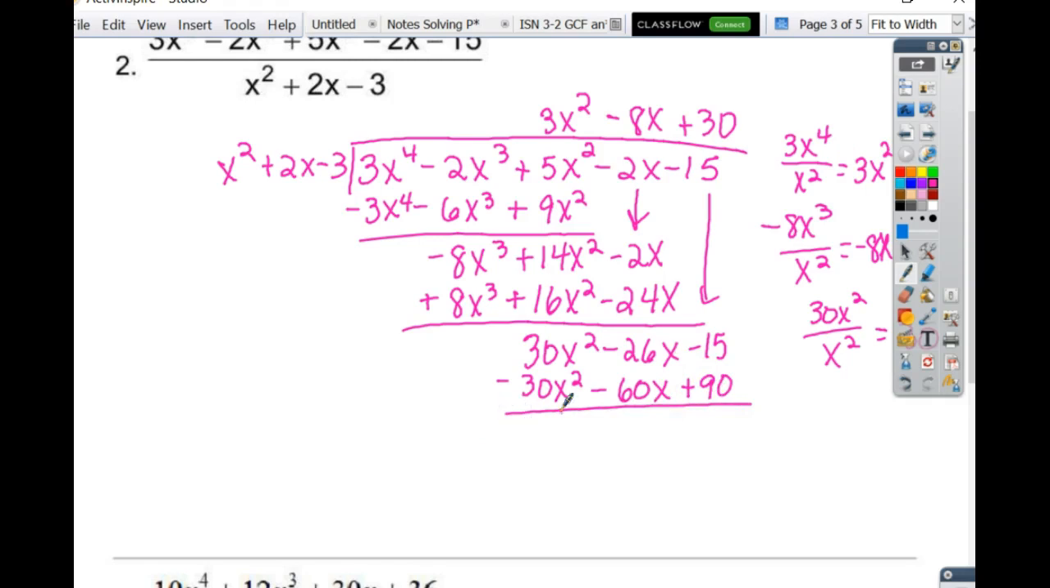So my x squareds cancel. I'm left with minus 86x plus 75. And this is my remainder. So this is how I write my answer.